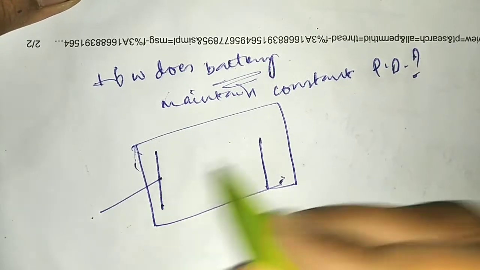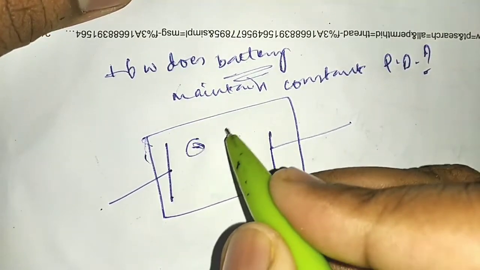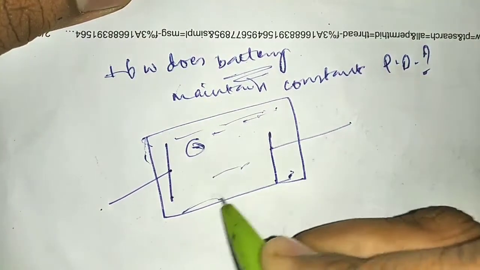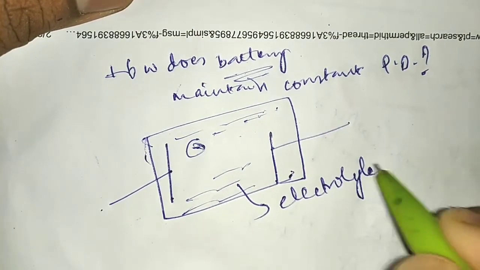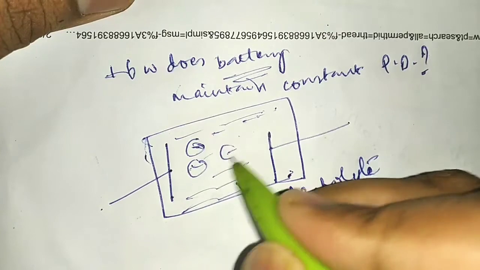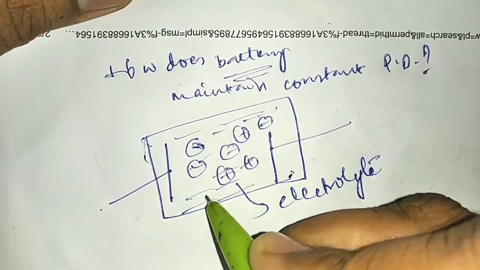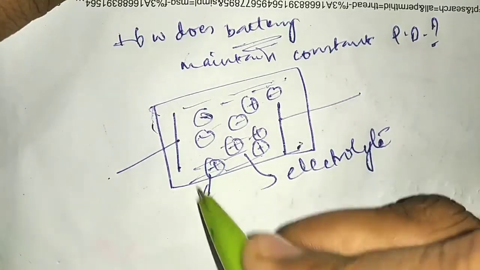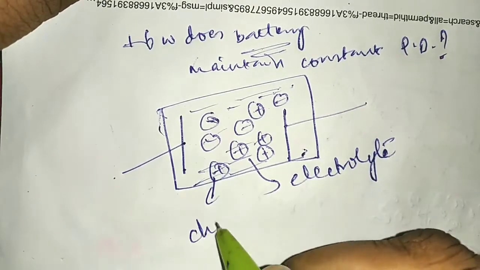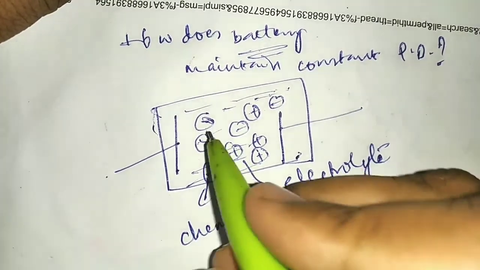Let me take here, battery contains two plates here. So here there will obviously be an electrolyte, a chemical liquid which we call electrolyte. This liquid obviously contains ions, that is positive ions and negative ions, right? These positive ions and negative ions start moving with the impact of chemical force now. Okay, they move in the direction with the impact of chemical force.